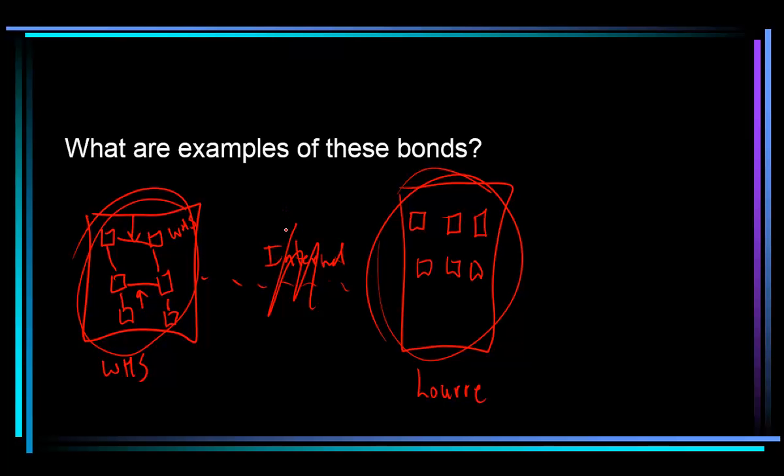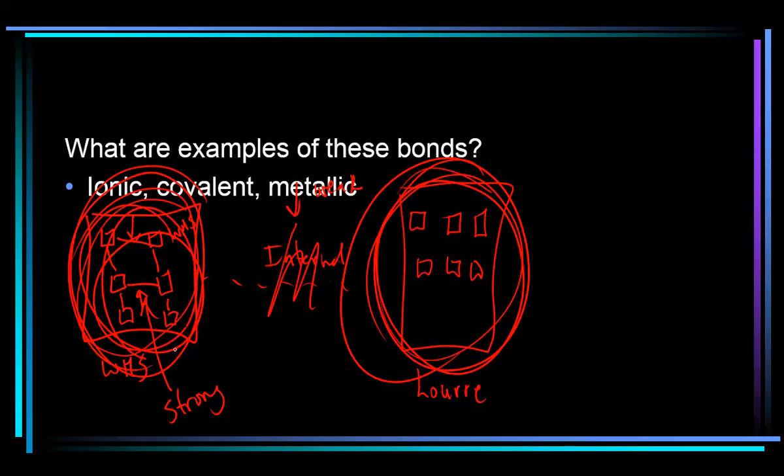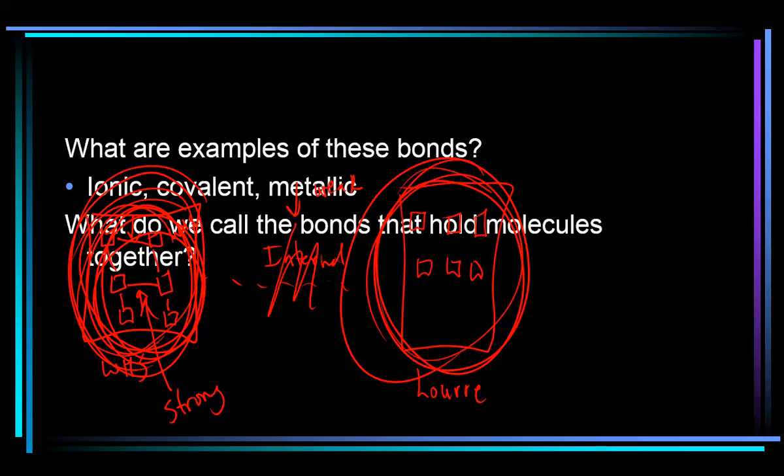So intermolecular bonds hold molecules together. Intramolecular bonds hold a molecule together. Okay, I don't know how else to say it. Holds the different parts of a molecule together. This is very strong, and this is very weak. Some examples of what holds this together would be ionic, covalent, metallic. We've talked about this. Okay, this is intermolecular.